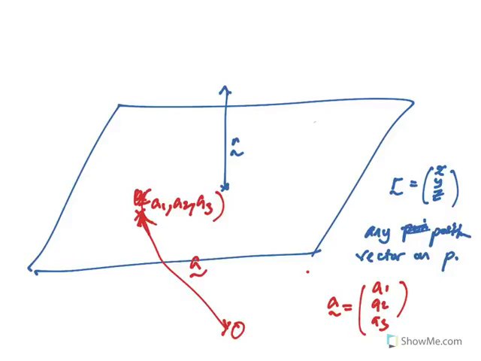So with that, every time we do the vector equation of a plane, we just grab one position vector on the plane and one normal vector.